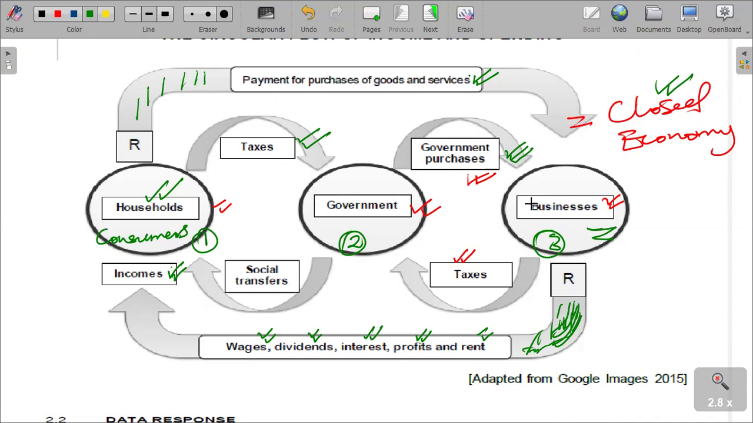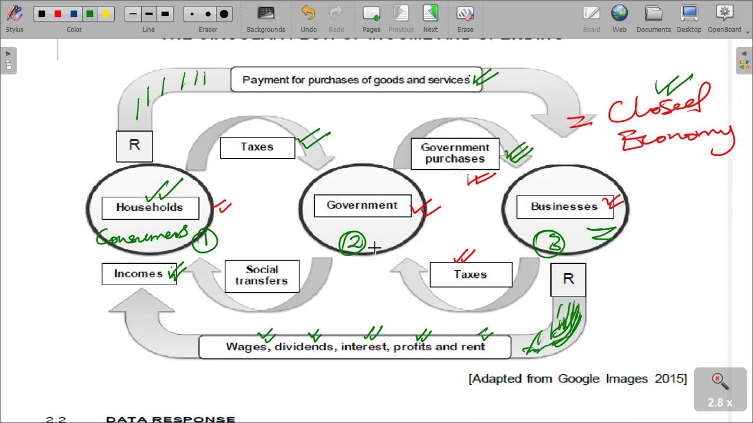And then we also have an interaction between the government and the business, whereby the government also puts some money into the economy by paying for certain services from the business, which is government purchases, and then businesses to government.